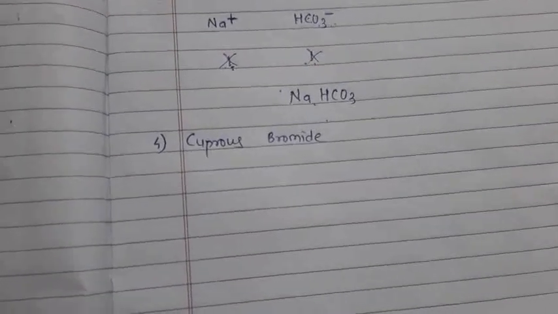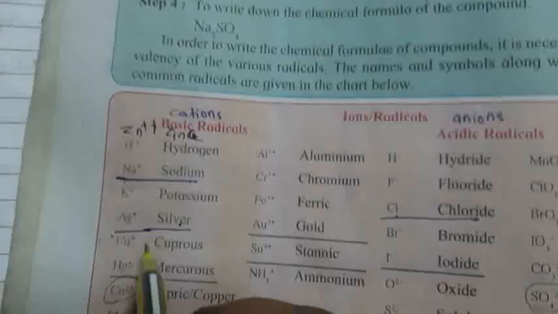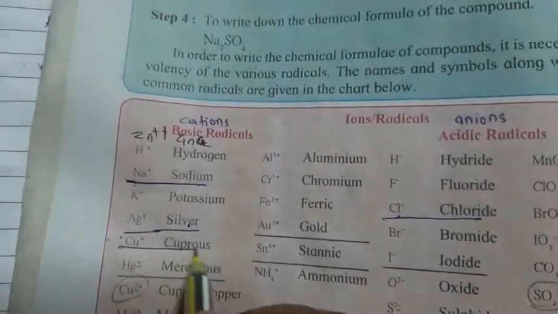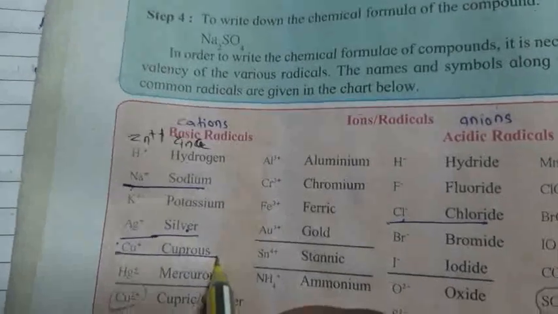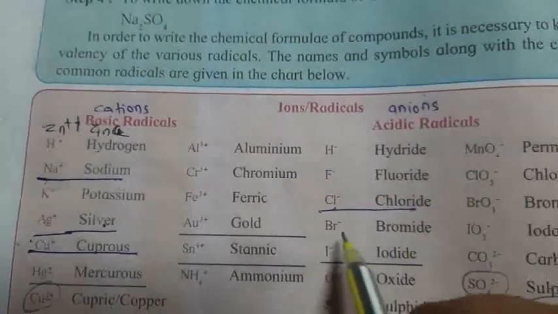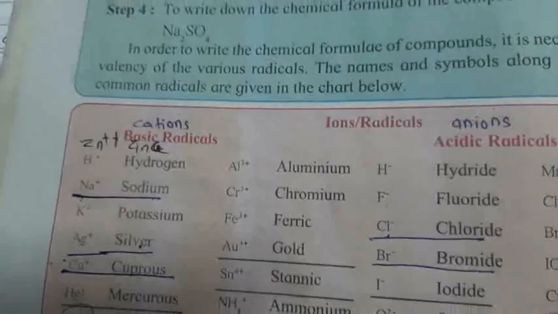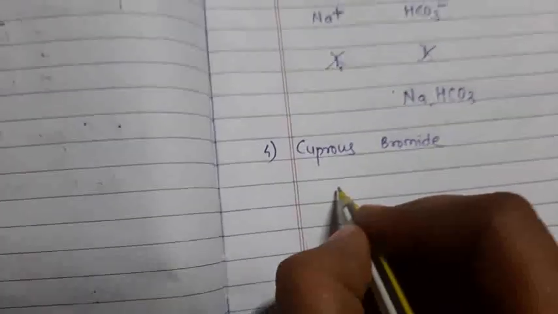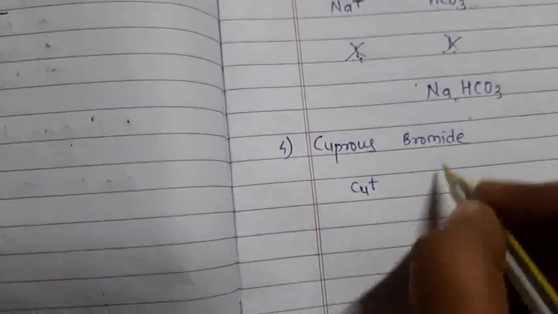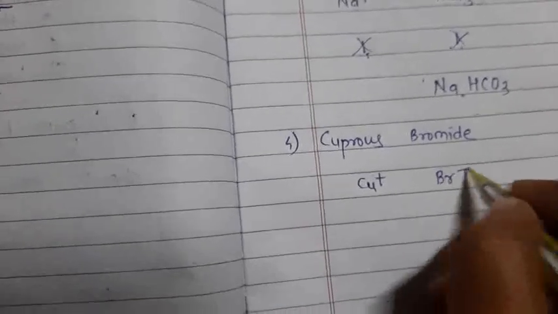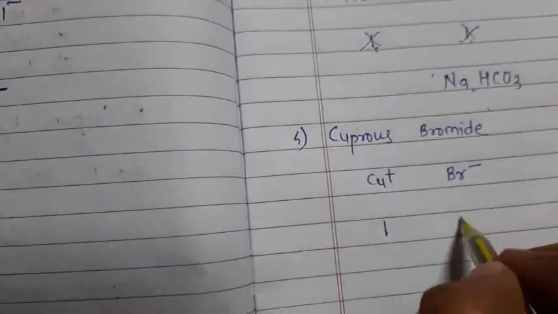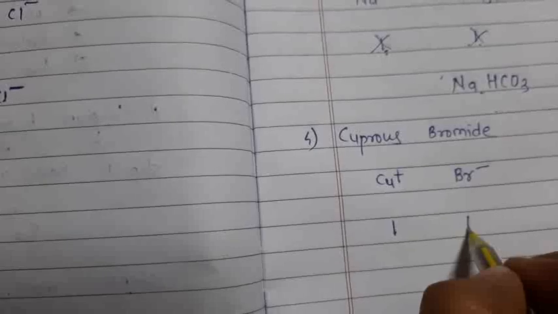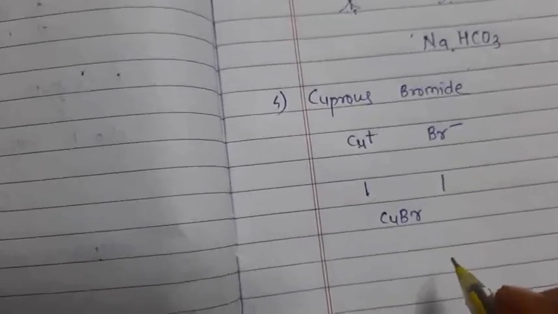Next example is cuprous bromide. So cuprous is shown by Cu plus and bromide is shown by Br minus. So first will be Cu plus and second will be Br minus. Valencies will be 1, 1. As valency is same, drop the third step, directly CuBr will be the formula.